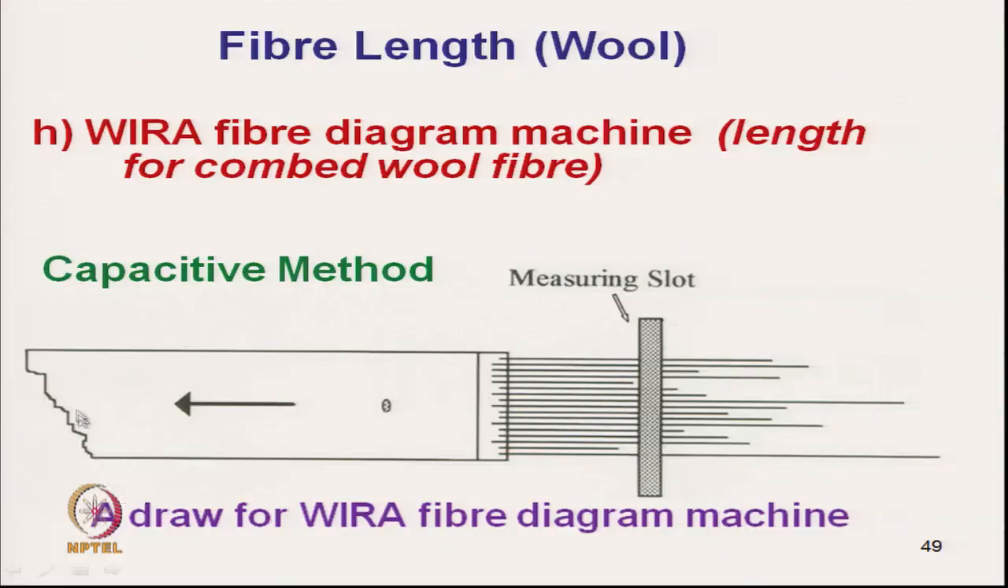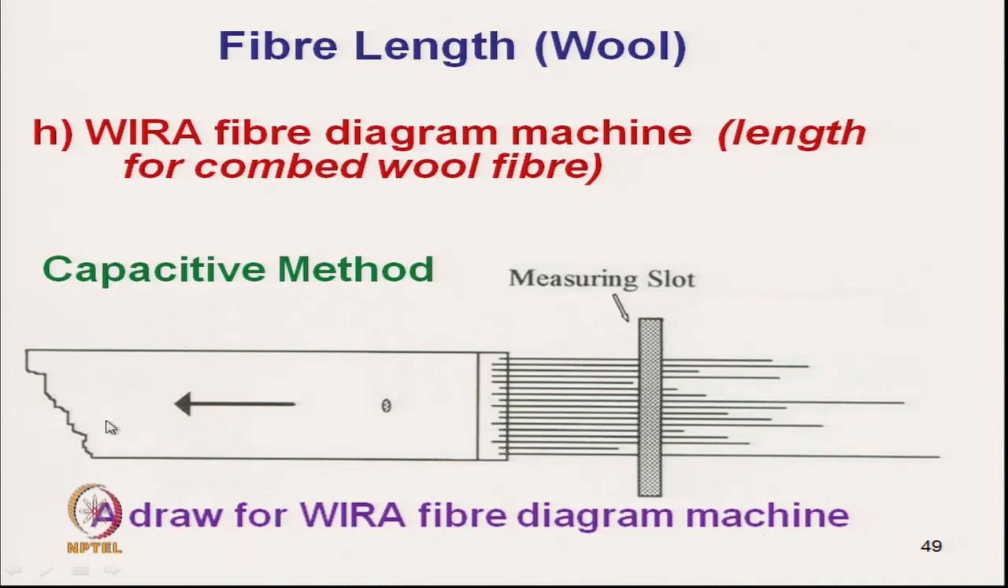This one is a draw, called one draw. It is a polythene plastic sheet, and it is marked, and there is a hole. This is to be fitted on the machine, which has a projection, and this hole is fitted onto the projection so that the instrument can be started. It will show the starting point of measurement. And there is a measuring slot which measures the capacitance of the material, okay. As the material changes, the capacitance is proportional to the quantity of material here, okay. This is the draw for the Wira fiber diagram machine.